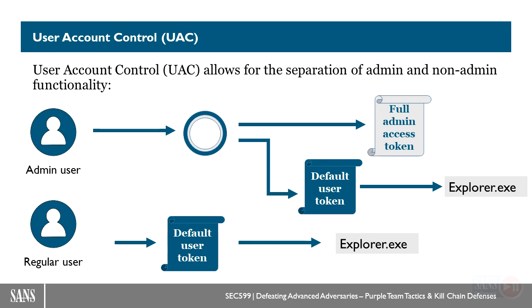It creates a full admin access token and a default user access token. The full admin access token is used for admin rights, but it's not used by default. It's just available. The default user access token is used to launch Explorer.exe, for example. In simple terms, to explain this to your management: run as administrator. That's what's going on. But there are a lot of subtleties to this, or small things that you can adapt, that you can change.